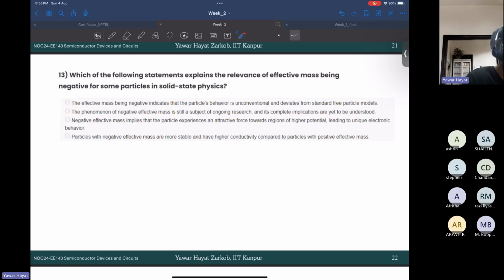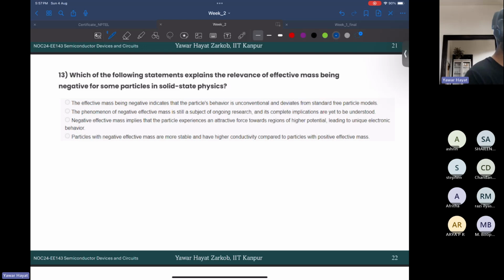The third one: negative effective mass implies that the particle experiences an attractive force towards the region of higher potential, leading to a unique electron behavior. Well, this does make sense. In fact, option 3 is what is correct. What is option 4? Particles with negative effective mass are more stable and have higher conductivity compared to the particles with positive effective mass. No, we'll go with this one, the third, right?